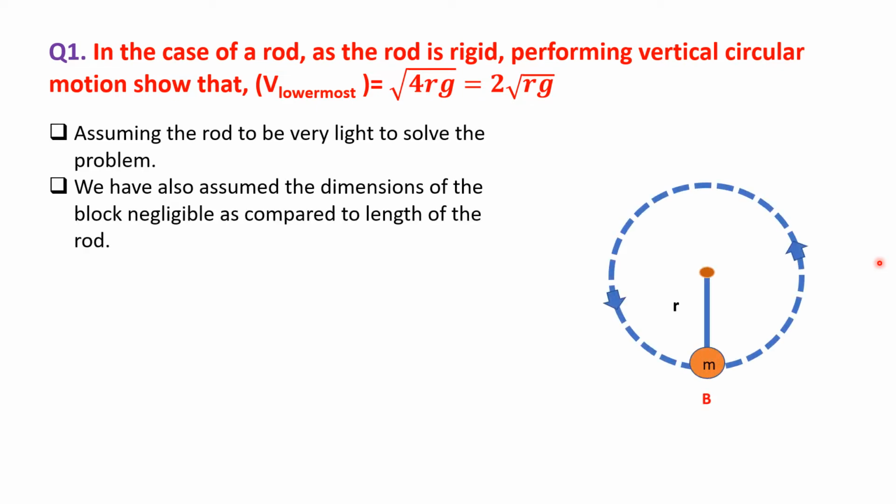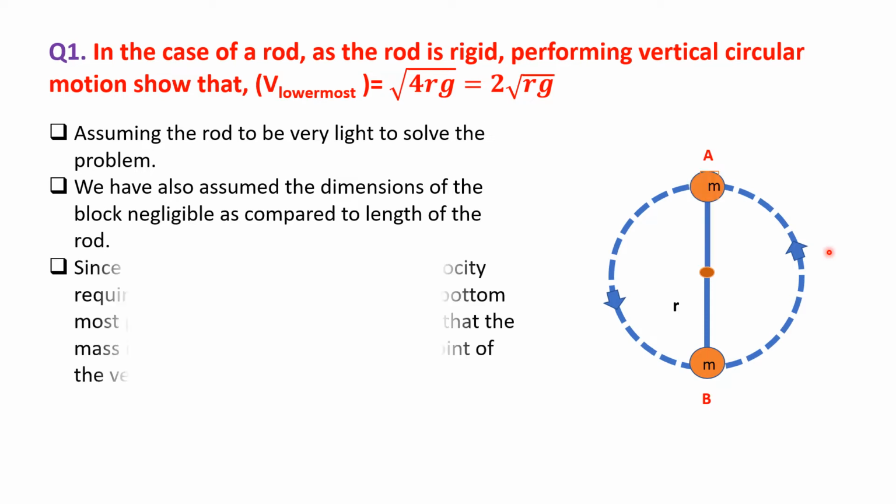Here we have assumed the rod to be very light to solve this problem. Also, we have assumed the dimension of the block negligible compared to the length of the rod. So the rod is attached to this block and they are performing a vertical circular motion, and we have to calculate the V lowermost value, which is equal to square root of 4Rg, which is equal to 2 square root of Rg.